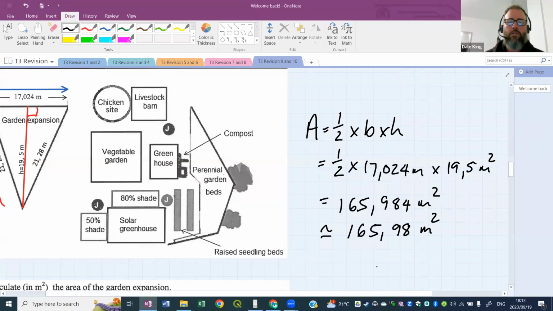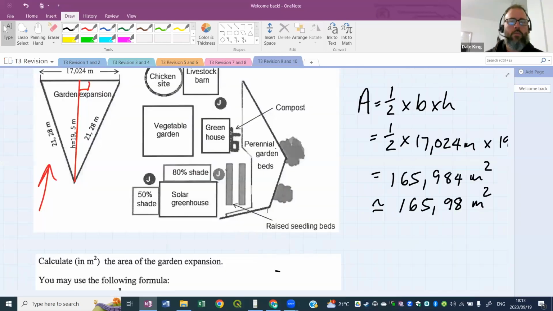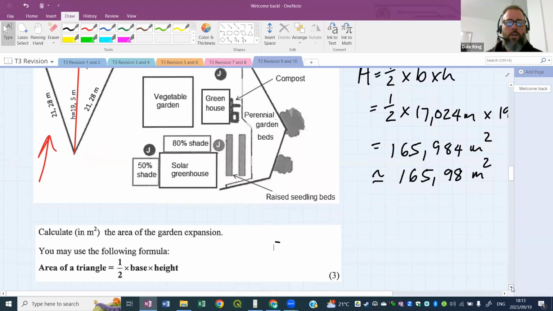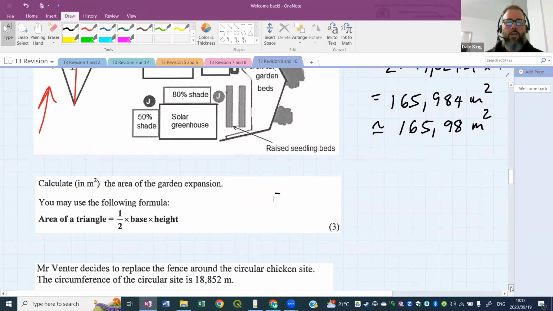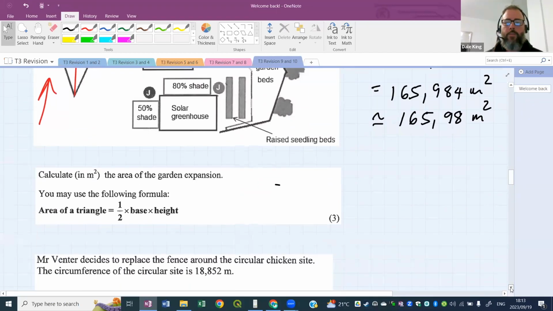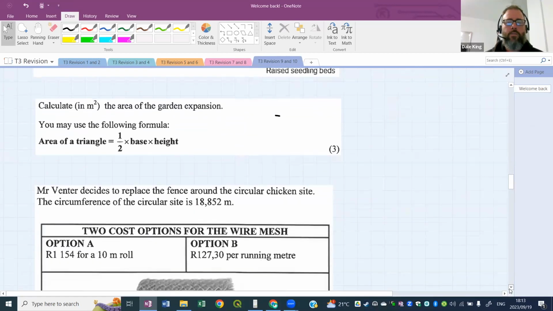Okay. Let's move on. Got a couple of marks in the bag. Just checking now. They wanted meters squared. We gave them meters squared. We give them what they want. All right, cool. So that is the answer for the first one. Let's move on to the second one.